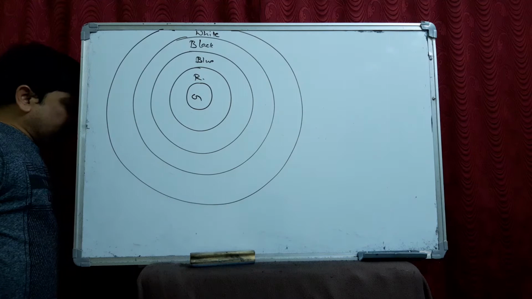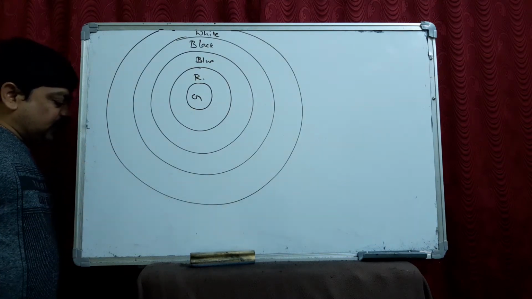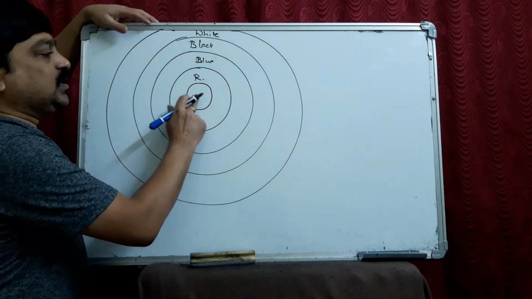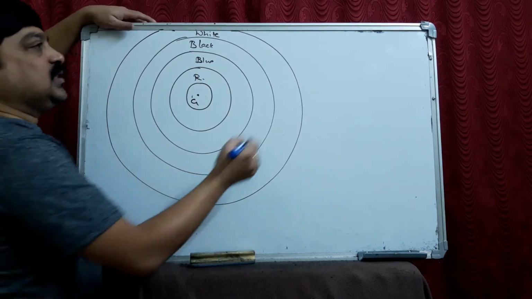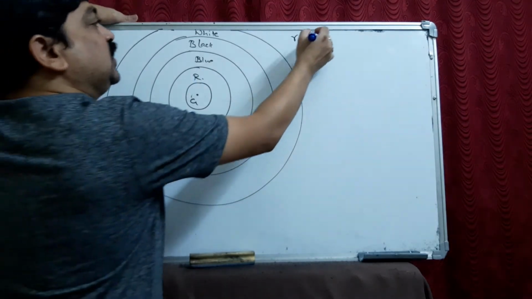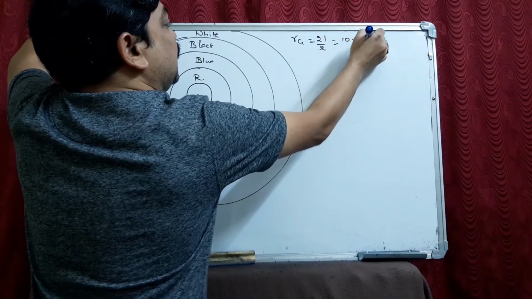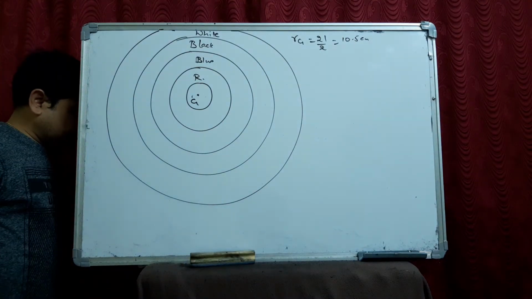Now, what did they say? The diameter of the region representing the gold score is 21. The diameter of the smaller circle, gold, is 21. So I take this one as RG. The radius of gold is 21 by 2. You can also take it as 10.5 centimeters. We can use anything.